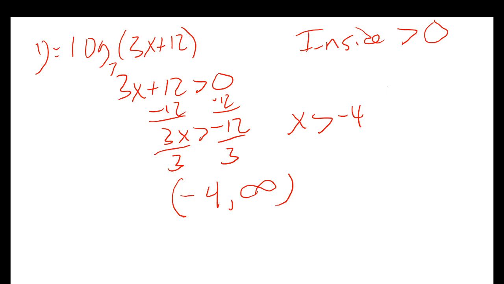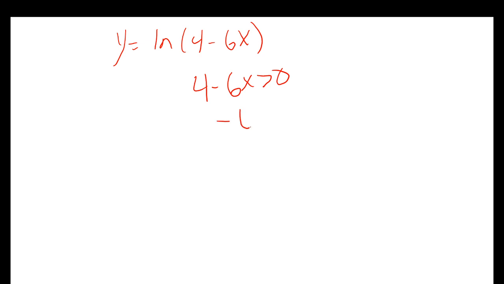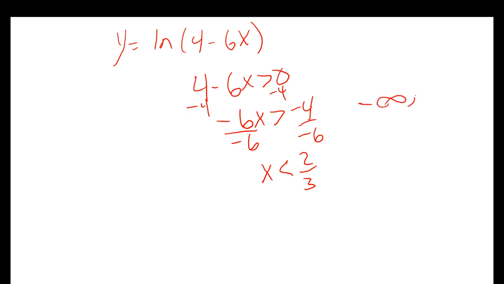All right, ln of 4 minus 6x. We got y equals the ln of 4 minus 6x. We take the 4 minus 6x, we set it greater than 0. We get negative 6x is greater than negative 4. Divide by negative 6, divide by negative 6. We have to rotate that inequality because you divided by a negative. This is x is less than 2/3. So we're going to say negative infinity to 2/3.